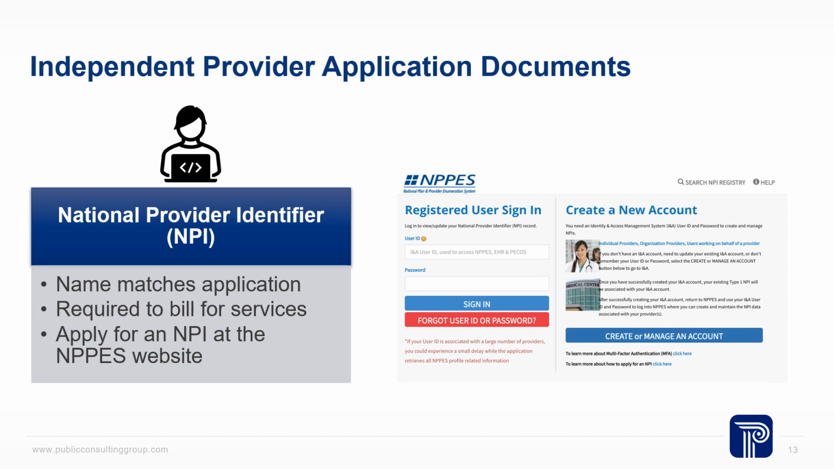A National Provider Identifier Number, NPI, is required to enroll as a provider. The name on the NPI needs to match the name on your application. This number is required to bill for services. You can apply for an NPI number at nppes.cms.hhs.gov by selecting NPPES Web Applications.